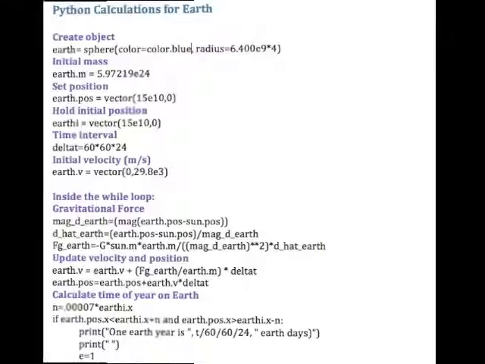Then, a window pops up that shows the planets orbiting. Mercury and Venus are yellow, Earth is blue, Mars is red, Jupiter orange, and Saturn is also yellow.